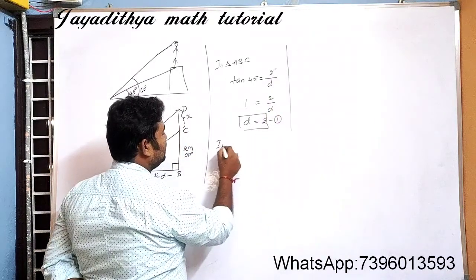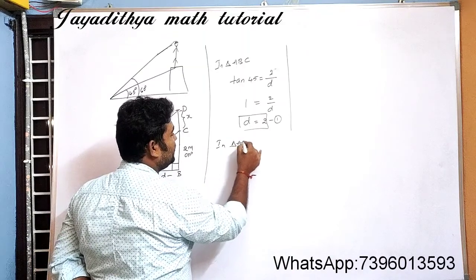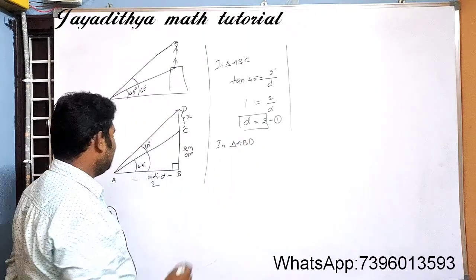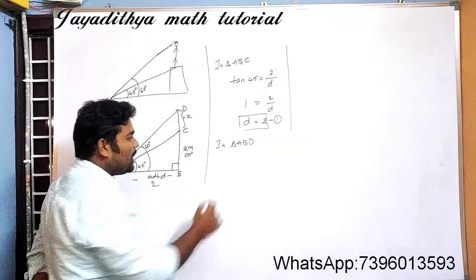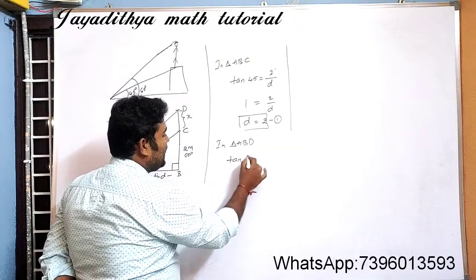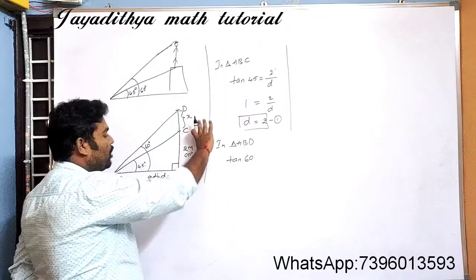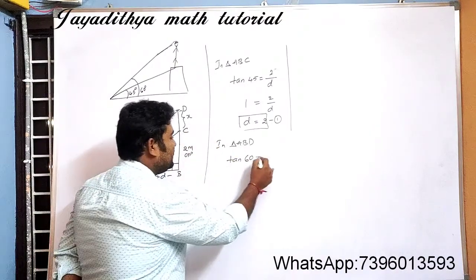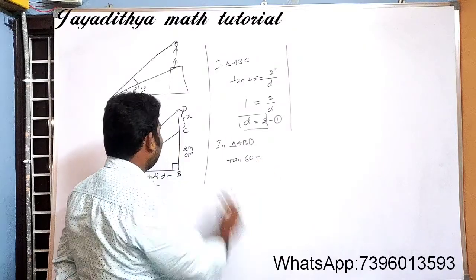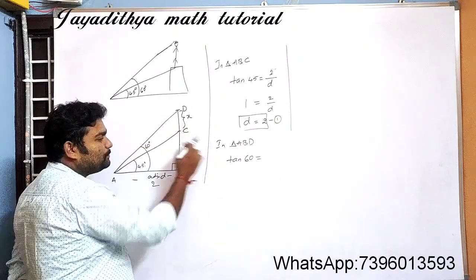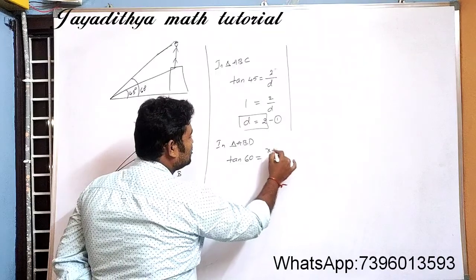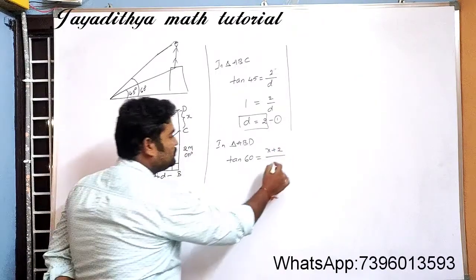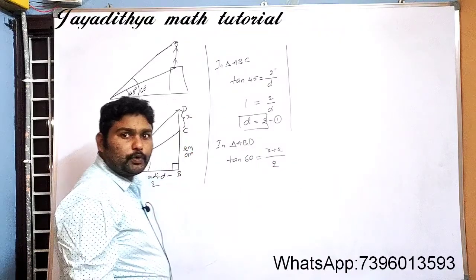In triangle ABD, what angle do you need to take now? That is tan 60. Why? Because here also you have the opposite and adjacent ratio. So tan 60 is equal to how much? This opposite side is x plus 2, and the adjacent side is 2.